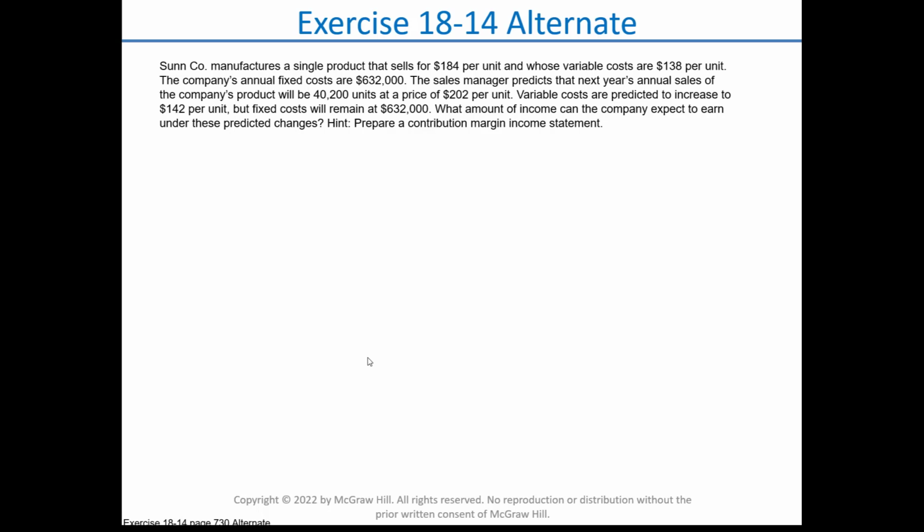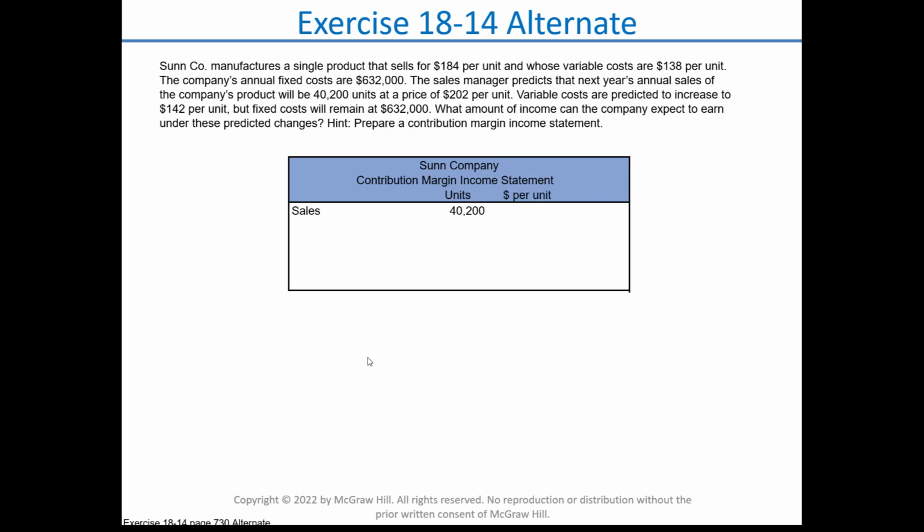Their sales manager predicts that their annual sales will be 40,200 units, and they're looking at increasing the price from 184 to 202. Variable costs are expected to increase to 142, and fixed costs will stay the same at 632. So what income will they earn? We're looking at revenue in units, 40,200 at 202, so multiply that out. Variable costs now will be 142, so multiply that, subtract to get the contribution margin, and subtract our fixed costs, which are 632. Their net income, if this scenario holds true, will be $1,780,000.